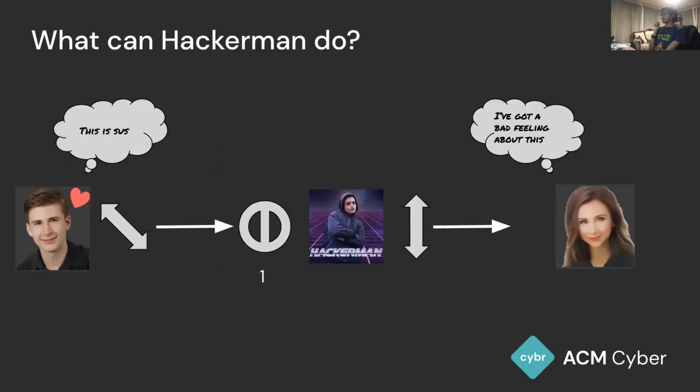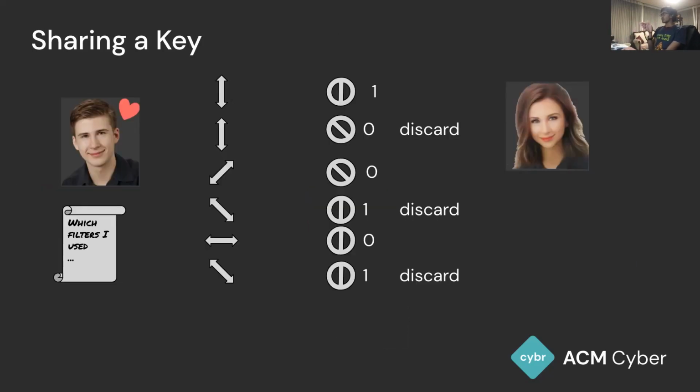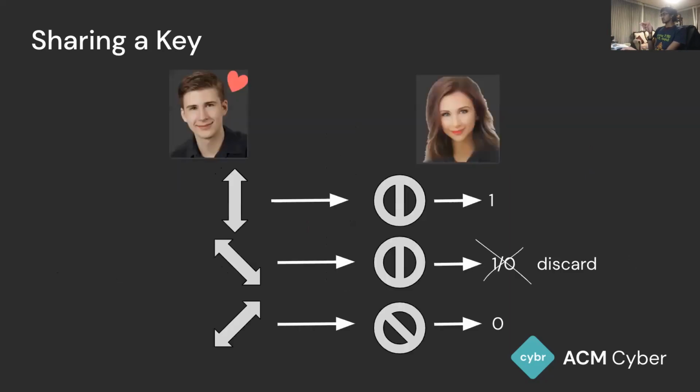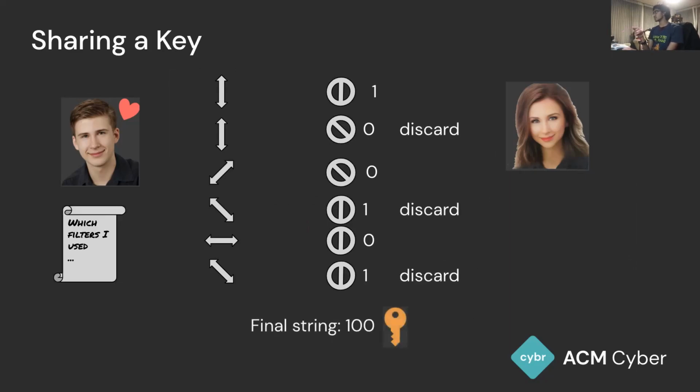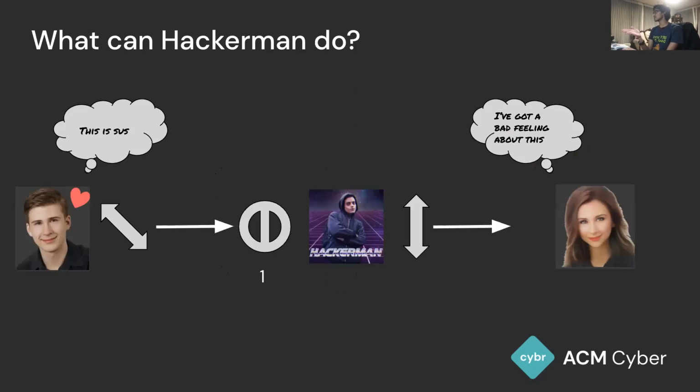Okay, but now let's look at what our hacker man might try to do. Remember I told you Sharon has to guess which filters to use? Well, since the hacker man doesn't know which filters Aaron used either, he also has to guess. And so let's say Aaron sends over a diagonal photon, and the hacker man tries to intercept it and measures it with a vertical filter. He's going to get something. Maybe it's a 1.